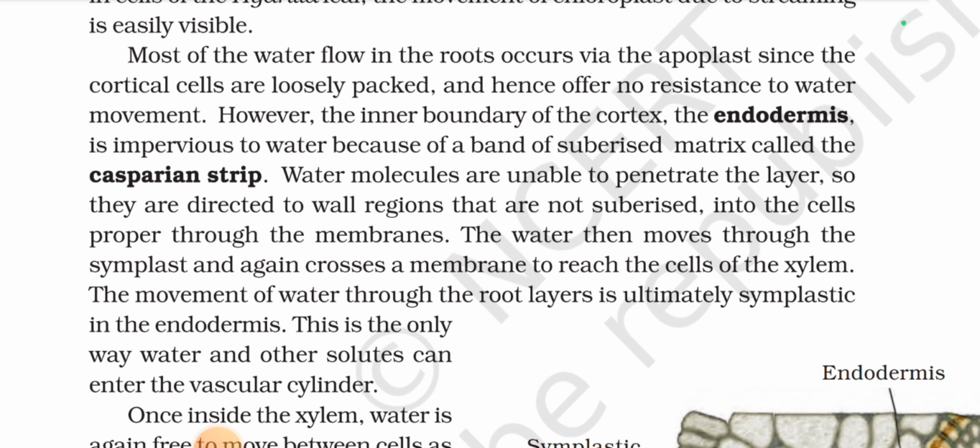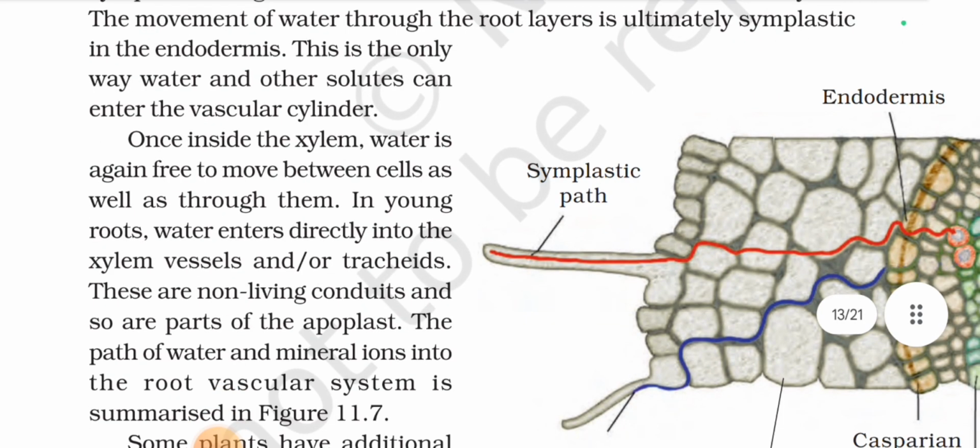Water molecules are unable to penetrate the layer, so they are directed to wall regions that are not suberized into the cells proper through the membranes. The water then moves through the symplast and again crosses a membrane to reach the cells of the xylem. The movement of water through the root layers is ultimately symplastic in the endodermis. This is the only way water and other solutes can enter the vascular cylinder.